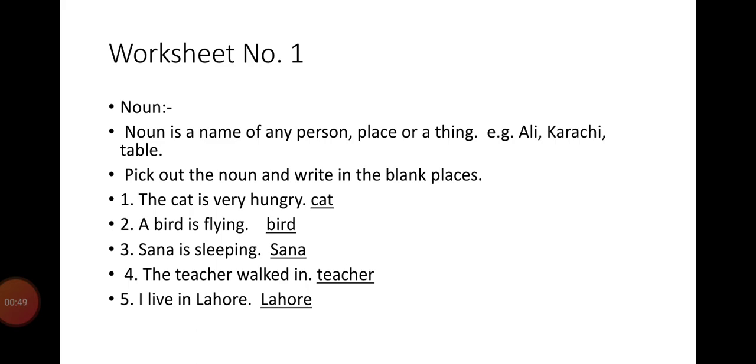Okay. So, question is pick out the noun and write in the blank places. Sentences are given here. आपको different sentences दिए गए हैं, इसमें से noun हमने pick करने हैं. Number 1, the cat is very hungry. So इसमें किसका नाम इस्तेमाल हुआ है? An animal. And which is that? That is a cat. Number 2, a bird is flying. So इसमें noun हमारे पास क्या होगा? Bird. Number 3, Sana is sleeping.